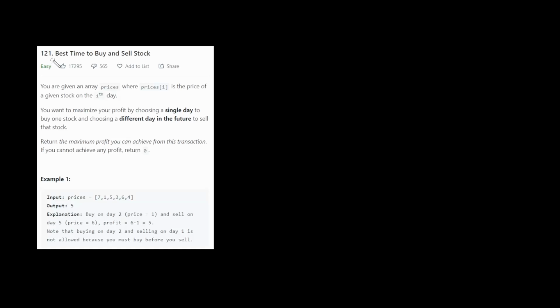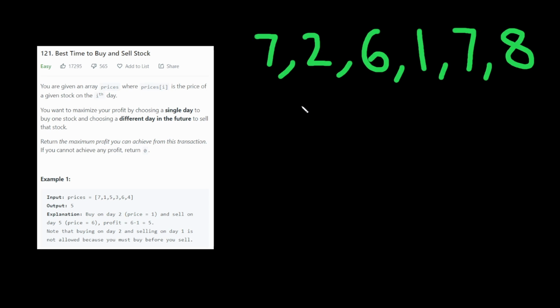This is LeetCode 121, best time to buy and sell stock. For this problem, we're given an array, such as this one, and we have to essentially find the maximum profit we can make from buying on one day and selling on another day. For example, if we buy on the second day here, and if we sell on the third day, we'll sell for 6, so our profit's 4.